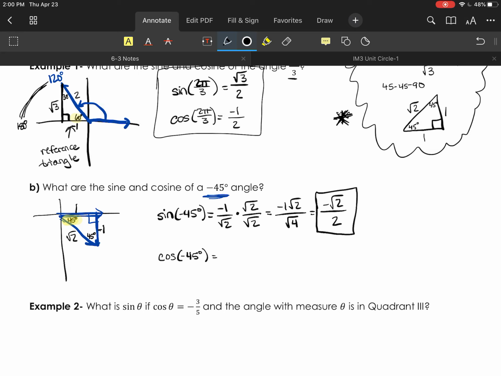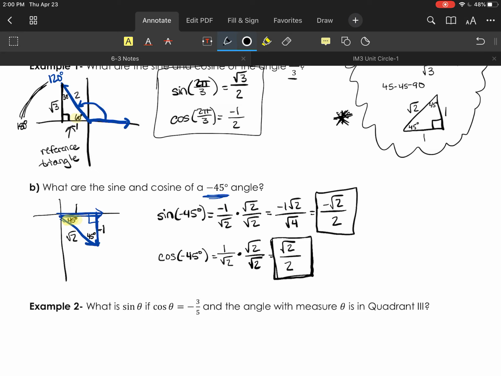Then I have my cosine of negative 45 degrees, which would be adjacent over hypotenuse. So 1 over radical 2. Once again, I'm going to rationalize the denominator. So I have radical 2 over radical 2. 1 times radical 2 is just radical 2. Radical 2 times radical 2 is just 2, as we just looked at. So that would be my cosine.